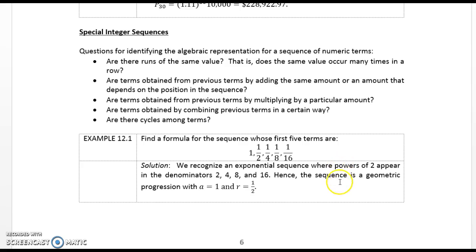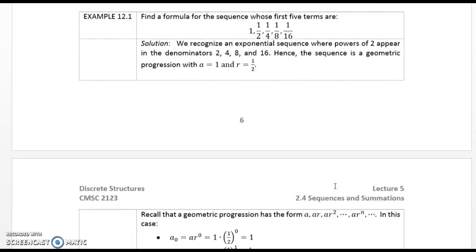Example 12.1. Find a formula for the sequence whose first 5 terms are 1, 1/2, 1/4, 1/8, and 1/16. Solution. We recognize an exponential sequence where powers of 2 appear in the denominators, 2, 4, 8, and 16. Hence, the sequence is a geometric progression with a equal 1 and r equal 1/2.